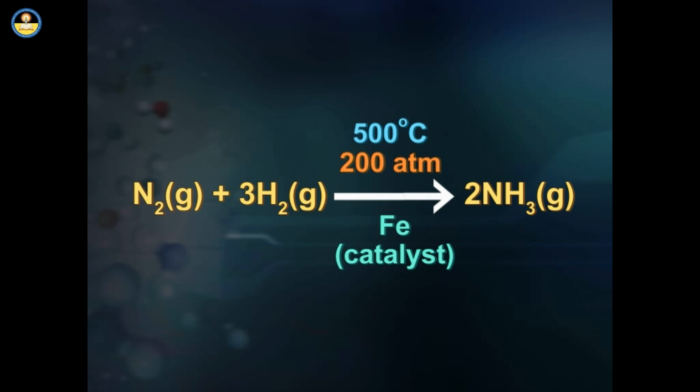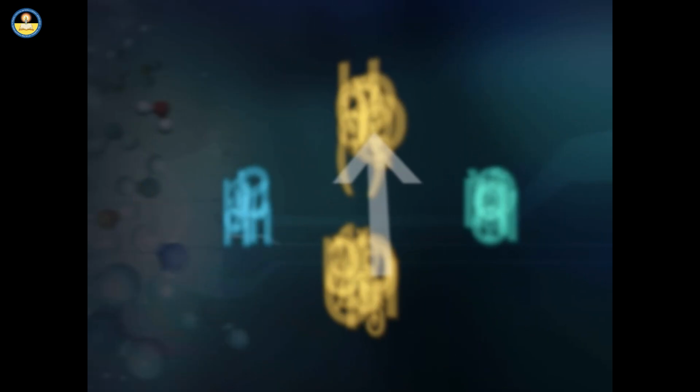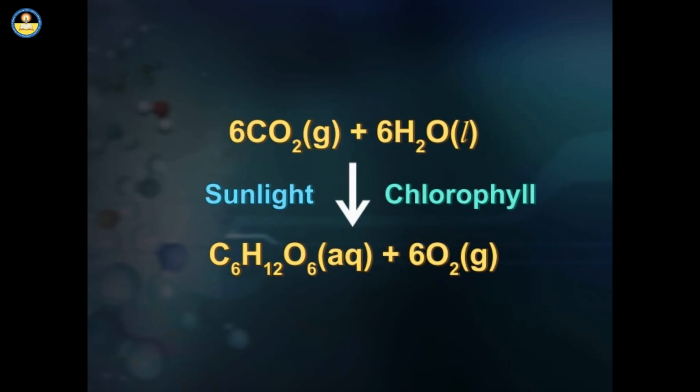Gaseous nitrogen reacts with gaseous hydrogen in the presence of iron catalyst at 500 degrees centigrade and 200 atmospheric pressure to form ammonia in gaseous state. Carbon dioxide in gaseous state reacts with water in the liquid state in the presence of sunlight and chlorophyll to form carbohydrate in aqueous state and oxygen in gaseous state.